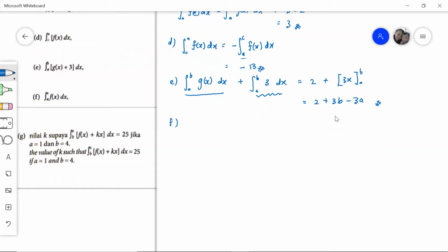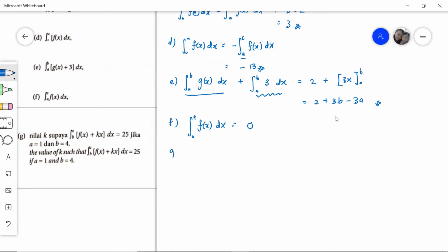F, integration from a to a, f(x) dx. So that is 0. Basically, it is like, if this is the curve, right, we are looking for from a to a. So what is the area here? Basically, it's 0.